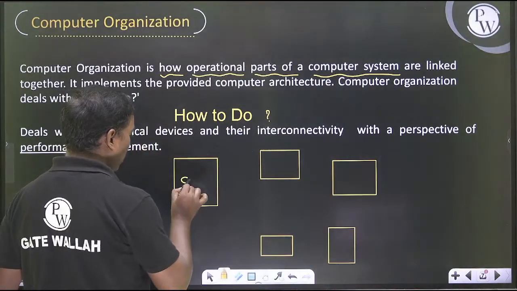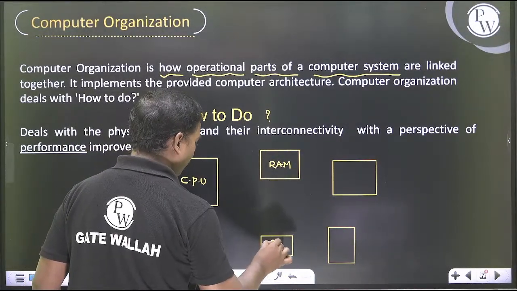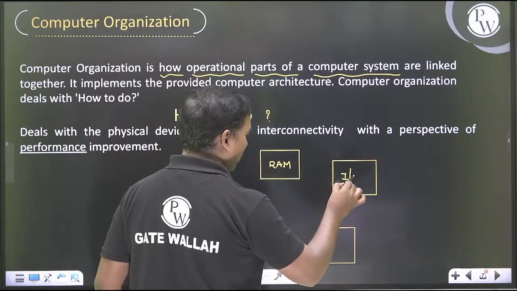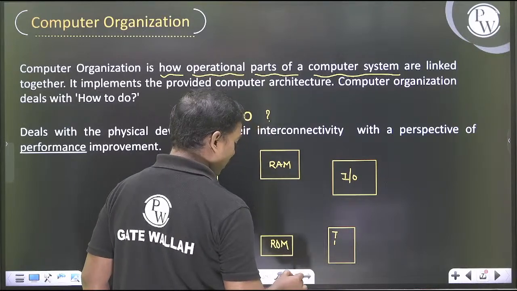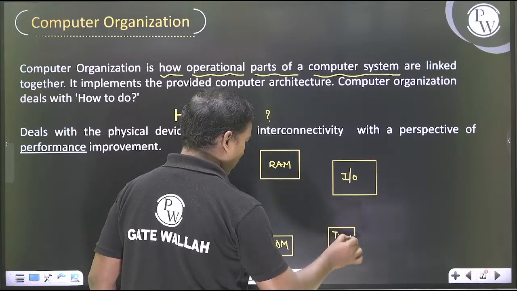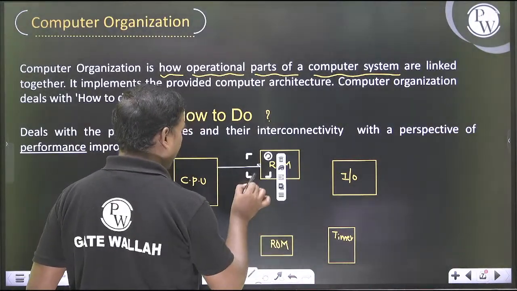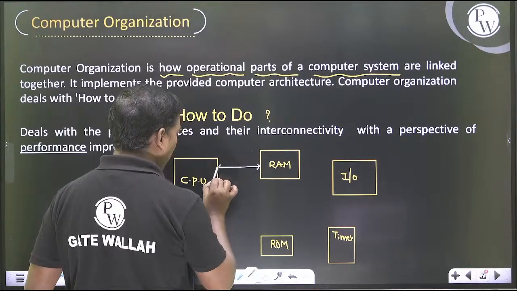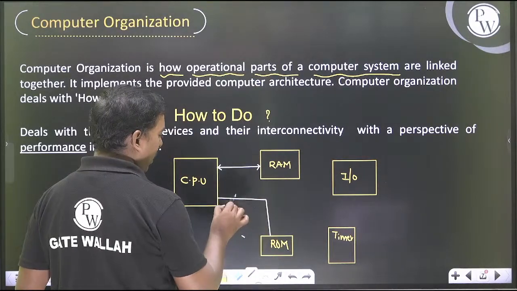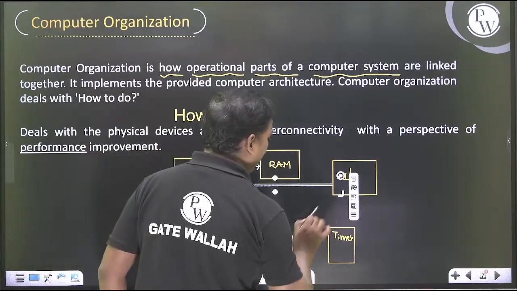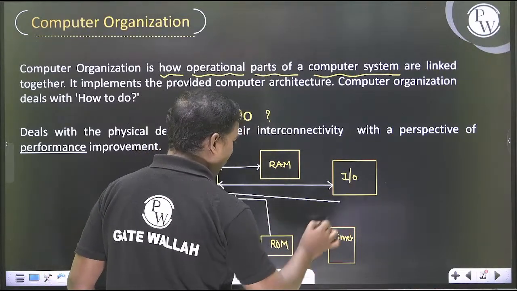Suppose this is our control CPU and this is our RAM, this is our ROM, this is our IO peripherals and these are our timers, such type of things. Okay, so now if you check how to interconnect between them. The CPU has to perform read and write operations on this RAM, but from the read-only memory it can only read, so it cannot write. Whereas with IO it can perform both read and write operations. And with the timer it can control the timer.